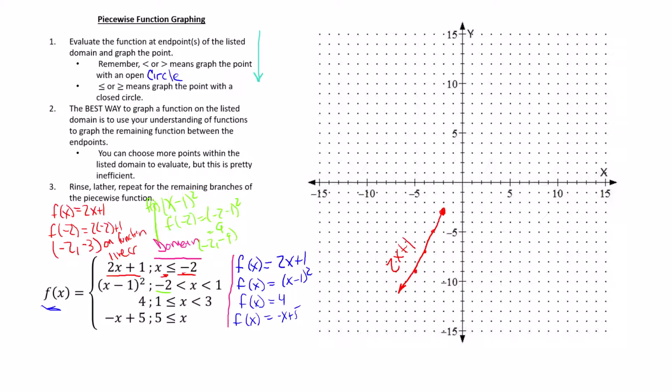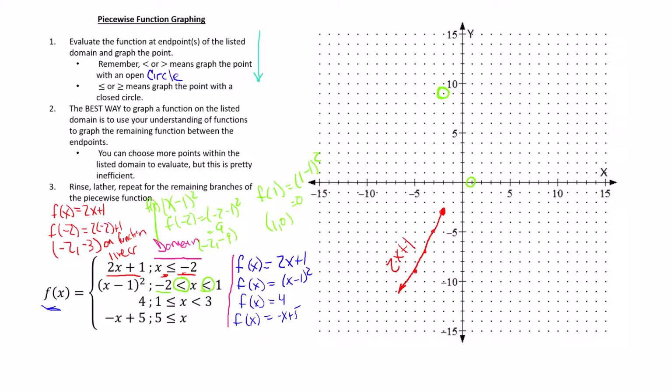But because we just have a less than sign and not a less than or equal to, we don't actually have negative 2, 9 on the function, but we get really, really close to it. We show that with an open circle. So negative 2, 9 has an open circle. And then if we evaluate f of 1, we're going to get (1 minus 1) squared, or 0. So 1, 0. Again, we don't have a less than or equal to, we just have a less than. So 1, 0 would be an open circle.